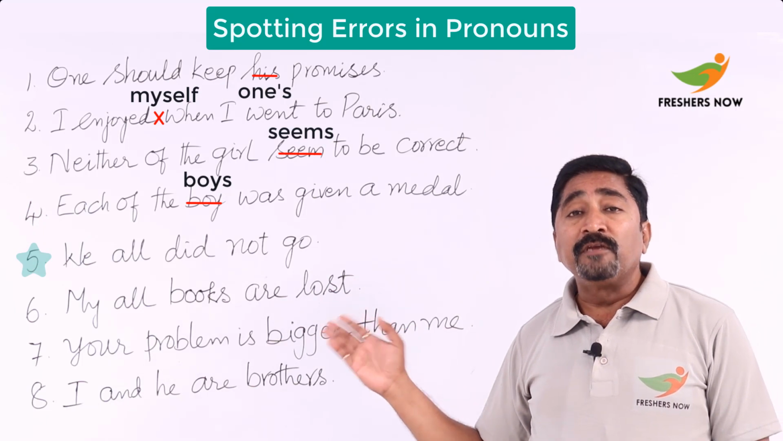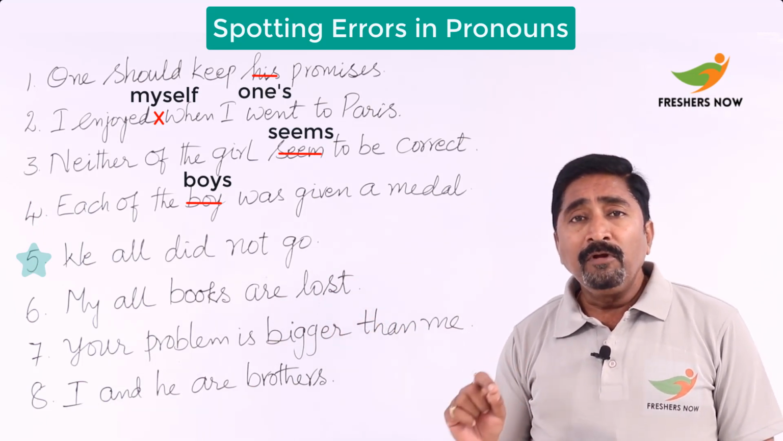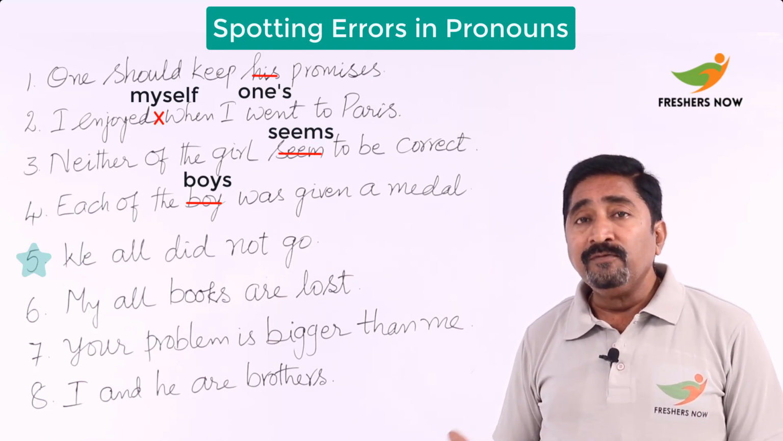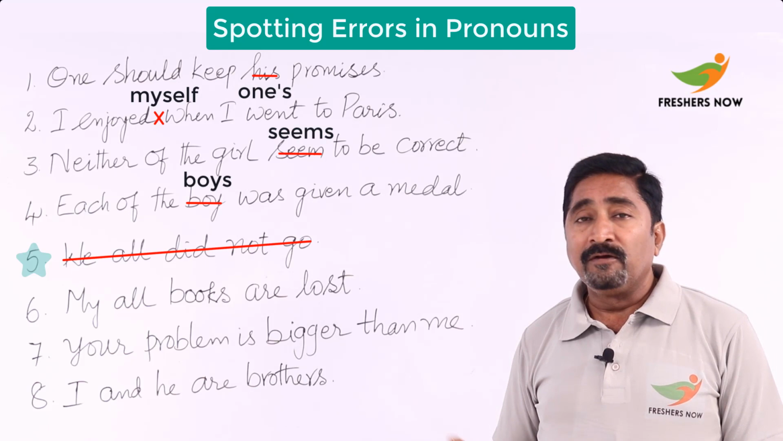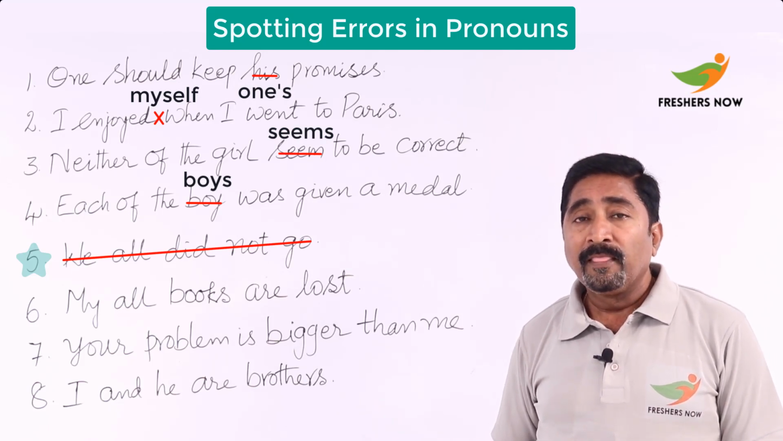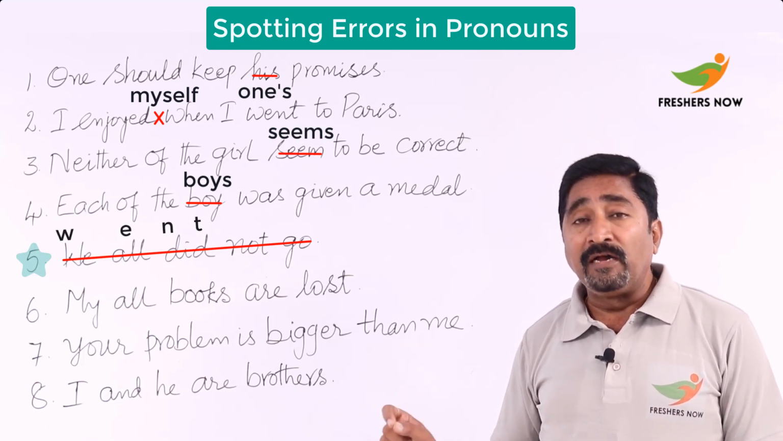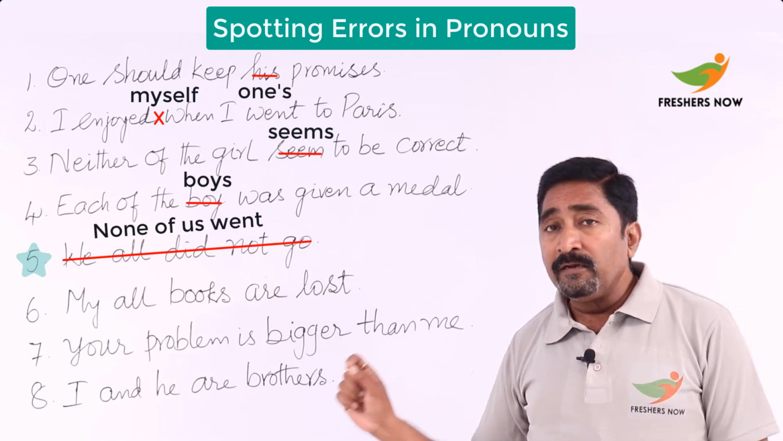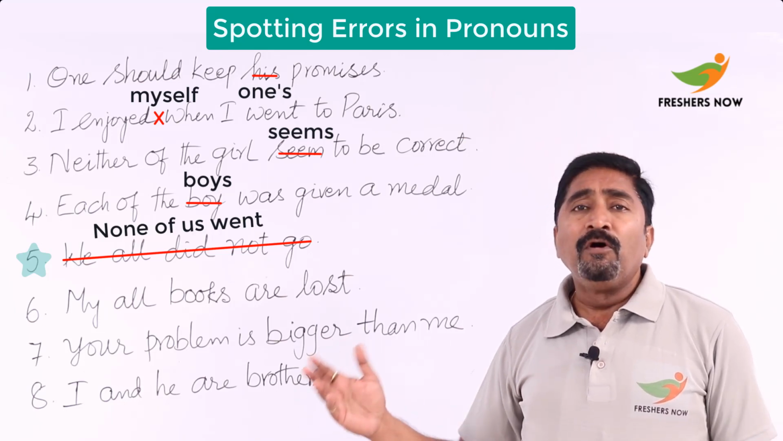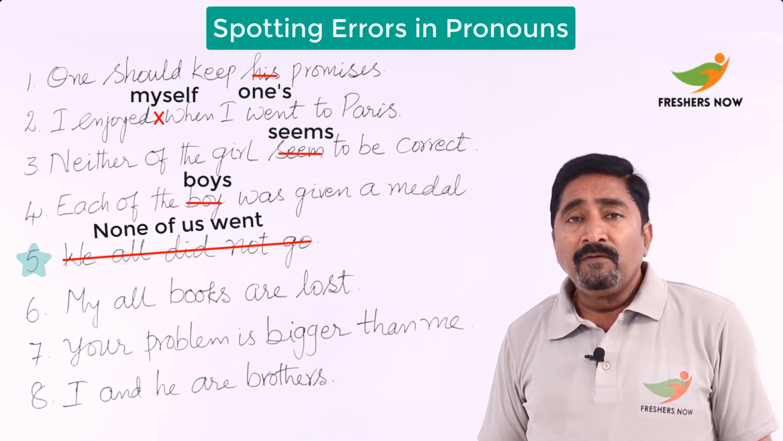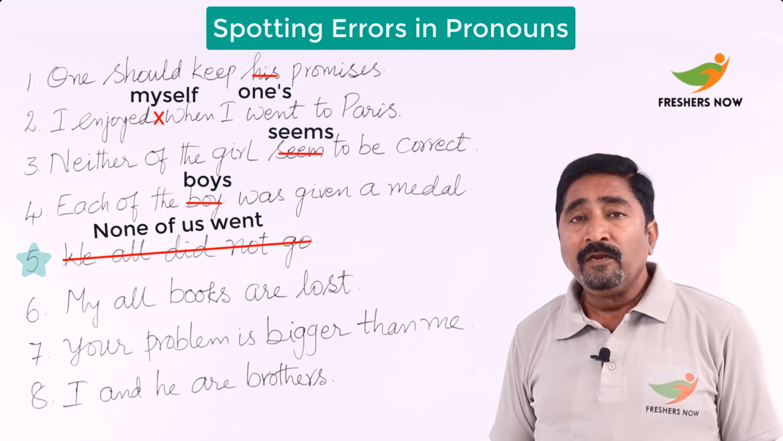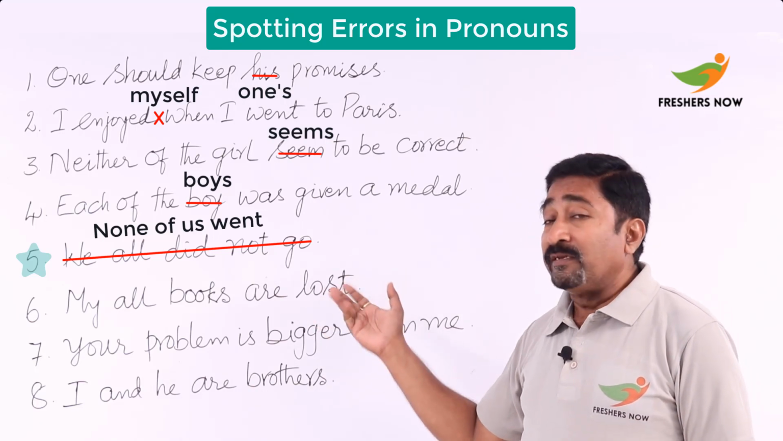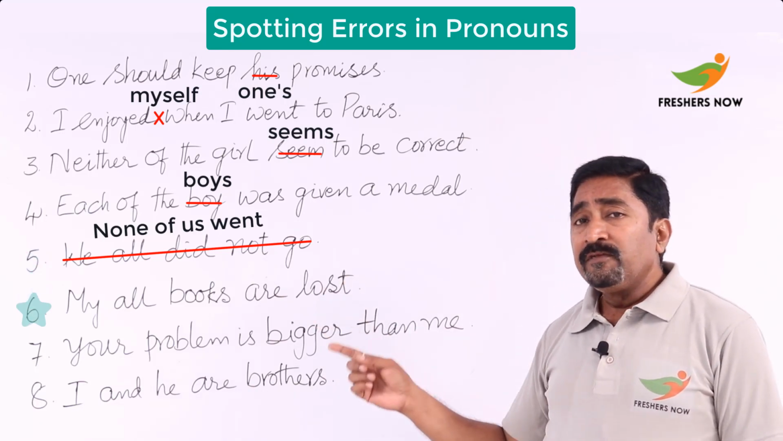We all did not go. Whenever a negative sentence is made, normally we do not use "we all did not". "All" is not the way we use it. So we use: none of us went. In a normal sense, can we say "we all did not do it"? No, none of us did it. In the same way here, none of us went. Now let's see the next one.